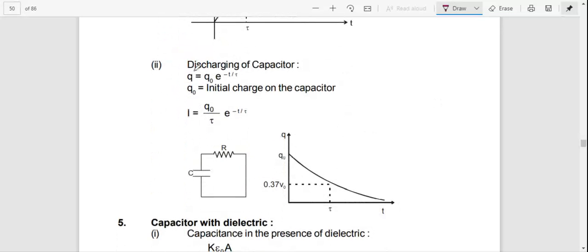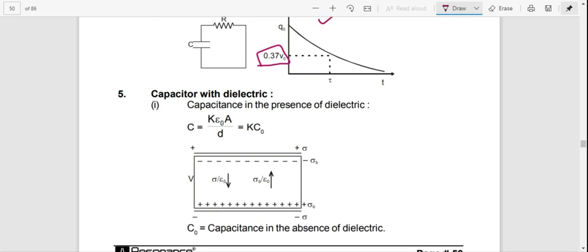Discharging of a capacitor. Q is equal to Q naught e power minus t by tau. Q naught is the initial charge and I is equal to Q naught by tau e power minus t by tau. And you can see the diagram, the value is 0.37 V naught.